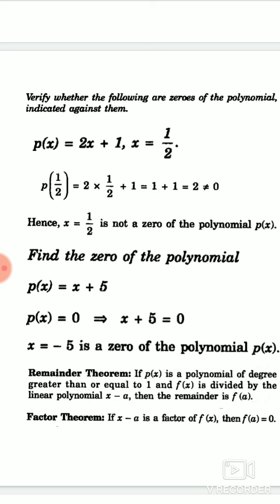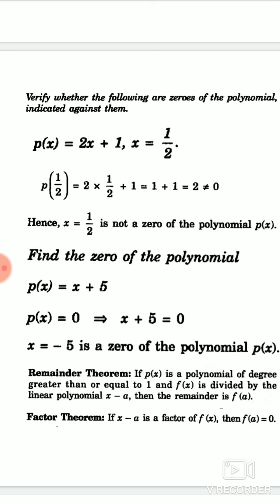Fine. And if this value comes out as 0 after substituting the particular number in the polynomial, if you are getting the value as 0, you can say that particular number is the zero of the polynomial. Got it? Next, how to find the zero of the polynomial? What we just discussed was checking whether a number is a zero or not. For that, the value of the polynomial at that particular number should come out 0. Then only we can say that number is the zero, otherwise not.